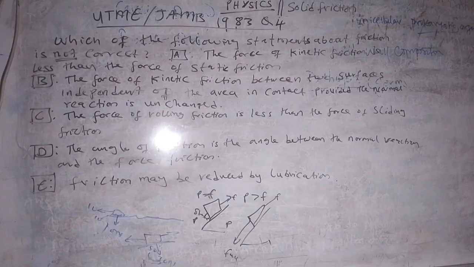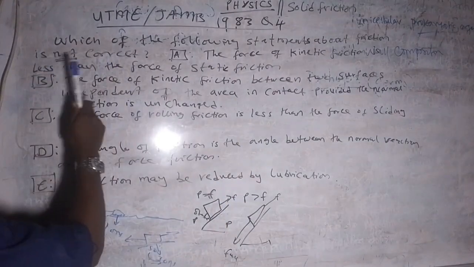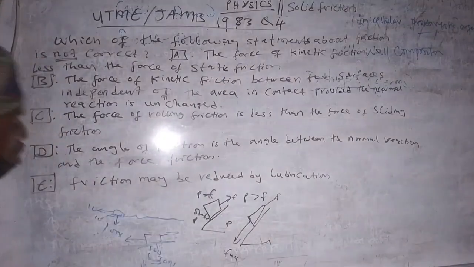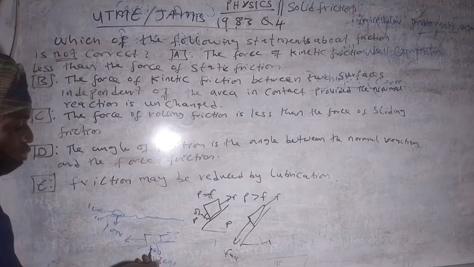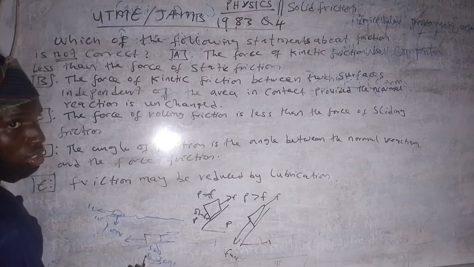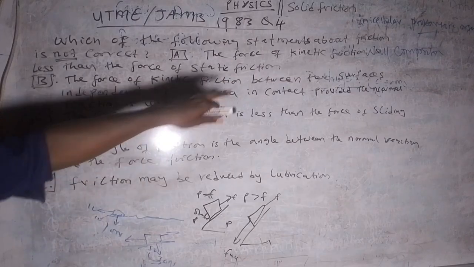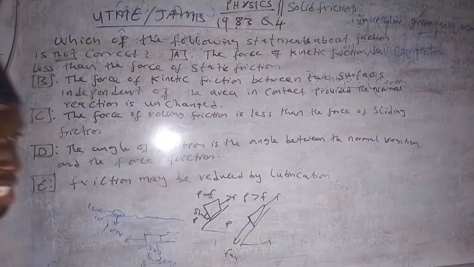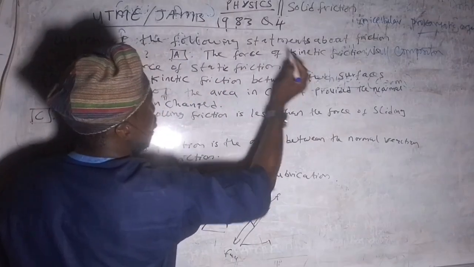So let's go. They said the force of kinetic friction is less for what? Than force of what? Static friction. So if it is static, it will be 50. If it is moving, it will reduce, like the weight will reduce from 50 to 30, which means the friction will also reduce. So this first statement is correct. Right? The force of kinetic friction is less than force of what? Static friction. It is correct. But they say that they are looking for the one that is not correct. So we are not using this.